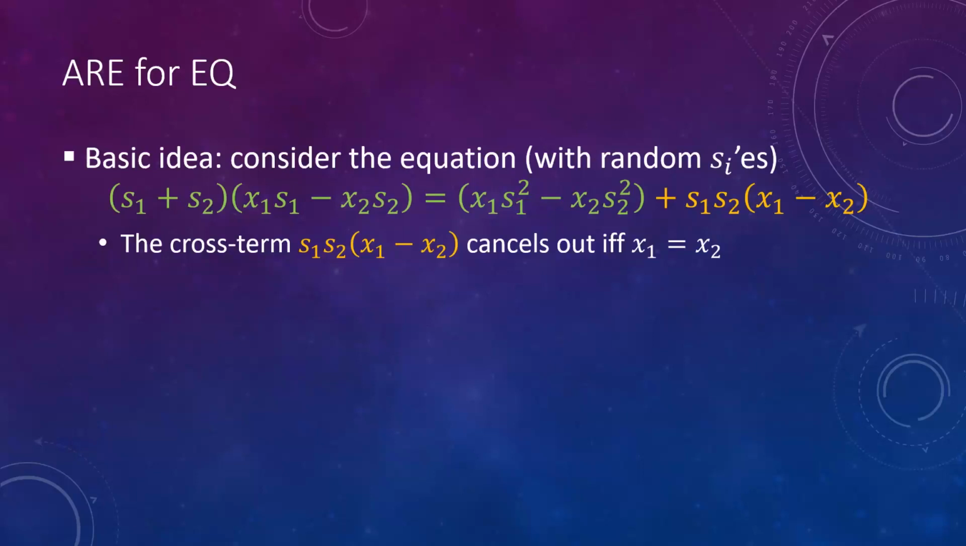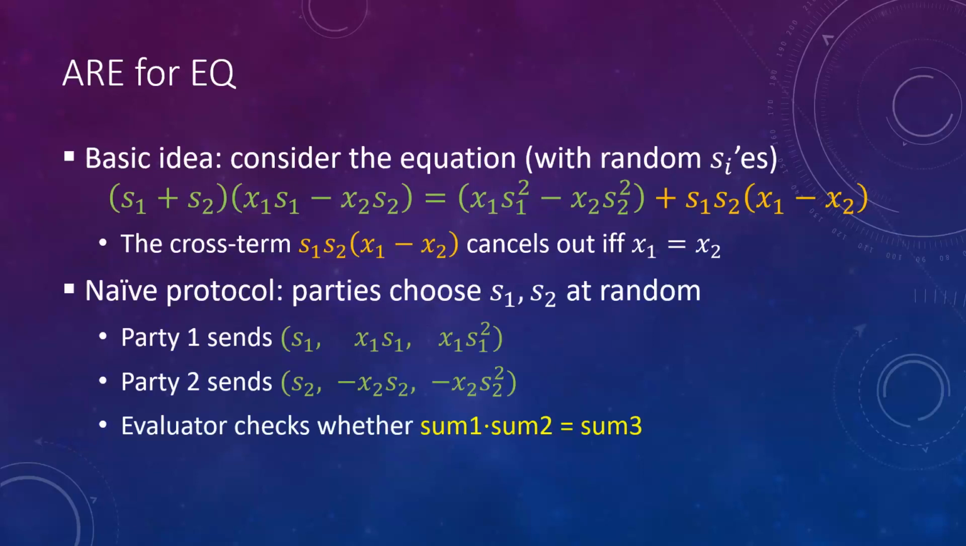So that suggests a very simple protocol. The two parties will just take the three values that they can compute on their own, put them in a vector. So party 1 will output S1, x1 times S1, and x1 times S1 square, and party 2 will do the same with some minus signs there. The evaluators see the sum of these two vectors. And all it needs is to check whether the first sum times the second one equals the second. So that's a very natural protocol.